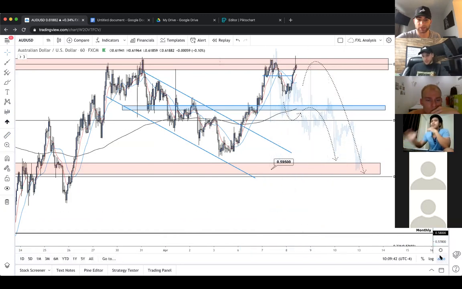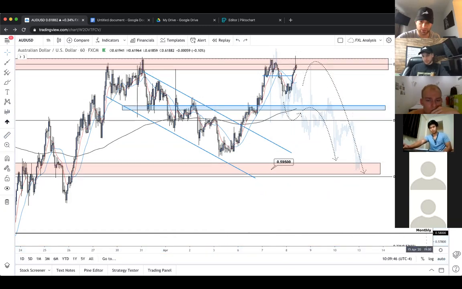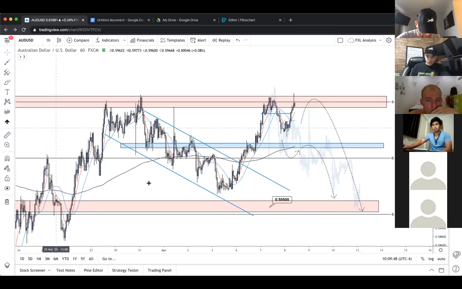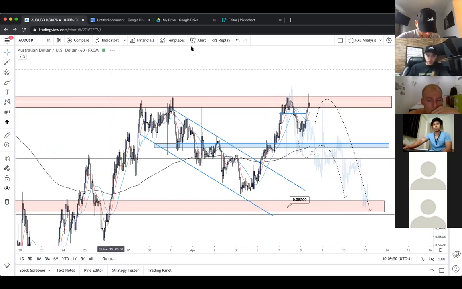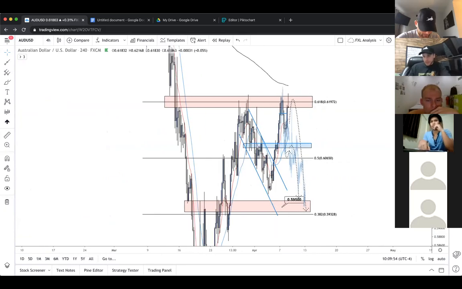Sometimes you get into some drawdown. This is when psychology, you've got to be strong. Absolutely. So this could present a really nice trade. So we'll be watching this one. It's AU. And let's keep going.